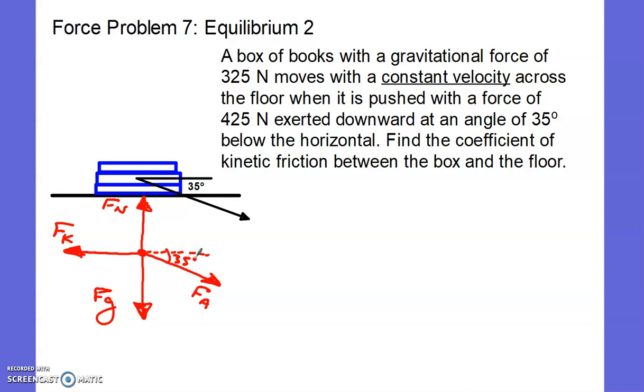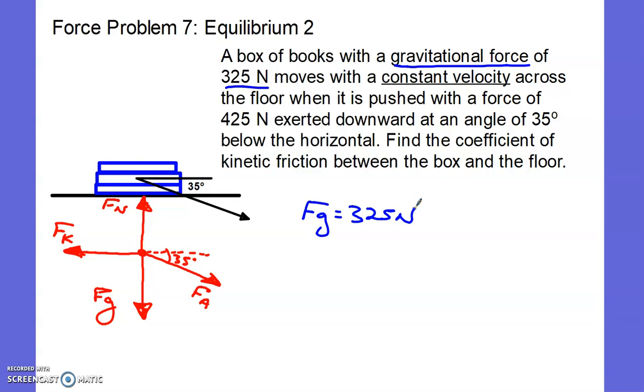Next step is we always write down what we are given, any values that we know. First thing is that we have this 325 newtons. That represents the gravitational force. So I'll write down that my gravitational force is 325. Now, if we're given the mass, we have to solve for the gravitational force by multiplying the mass by 9.81. For this situation, we're already just given the gravitational force, so there's no conversion necessary.